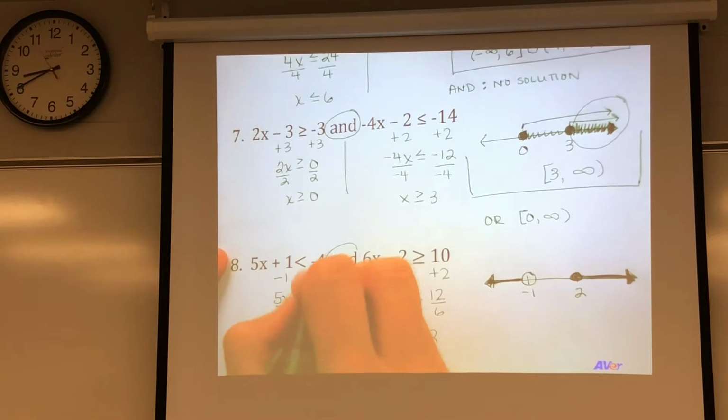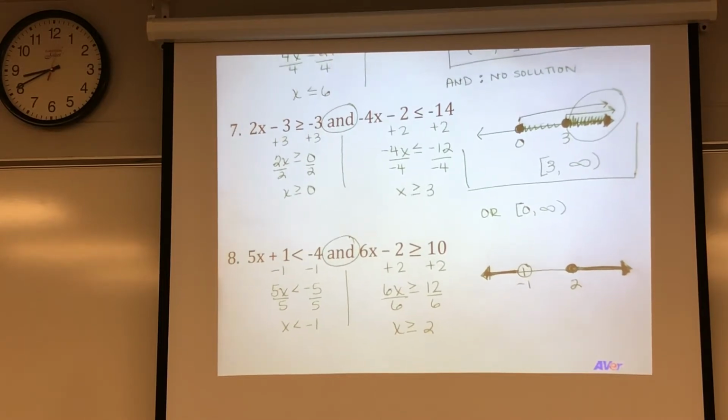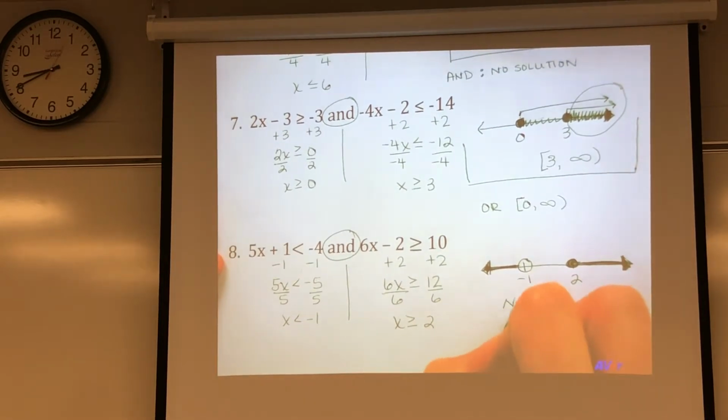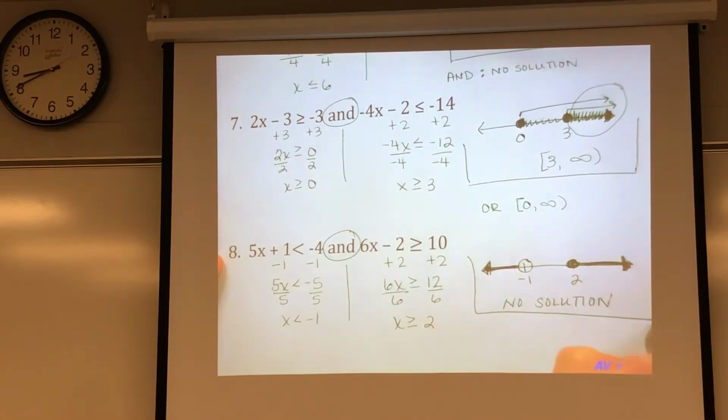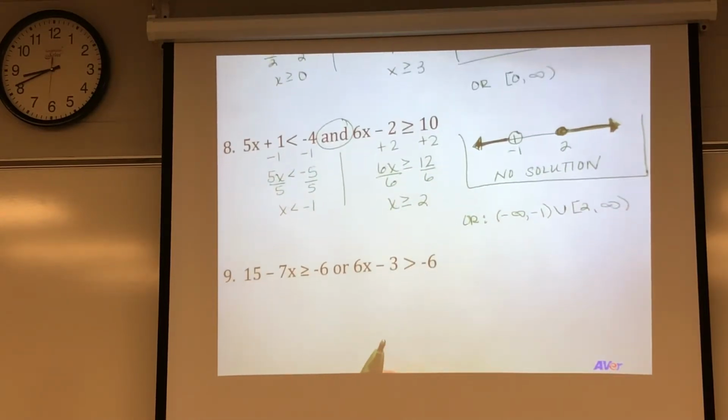We look at our word says and. And means overlap. Where are these two overlapping each other? Nowhere. So our answer is no solution. Now remember, if it had been the word or, our answer would have been negative infinity to negative 1 parentheses union bracket 2 parentheses, infinity parentheses. So very different answers depending on that word in the middle. So gotta pay attention to that.